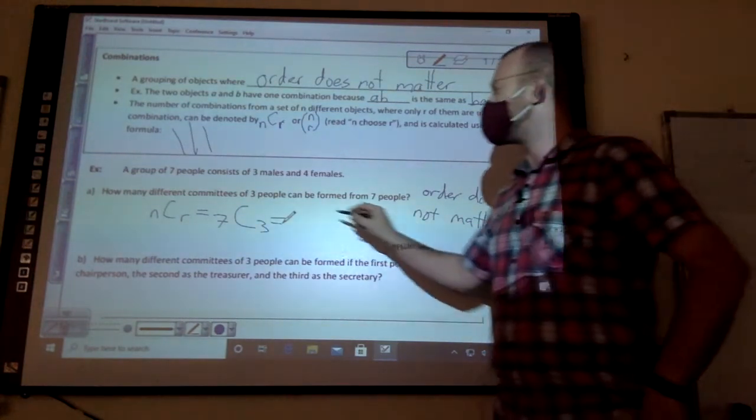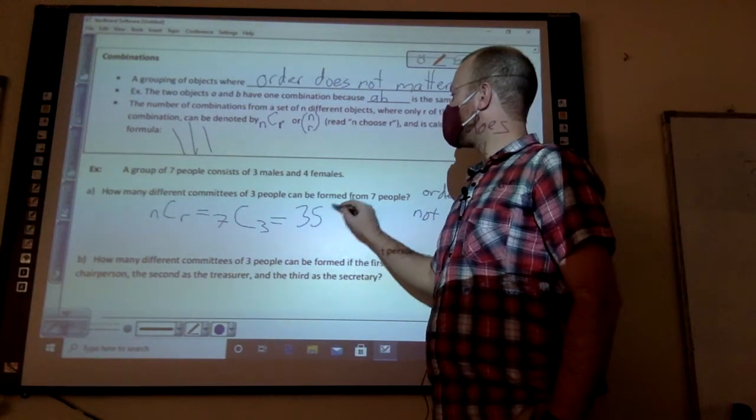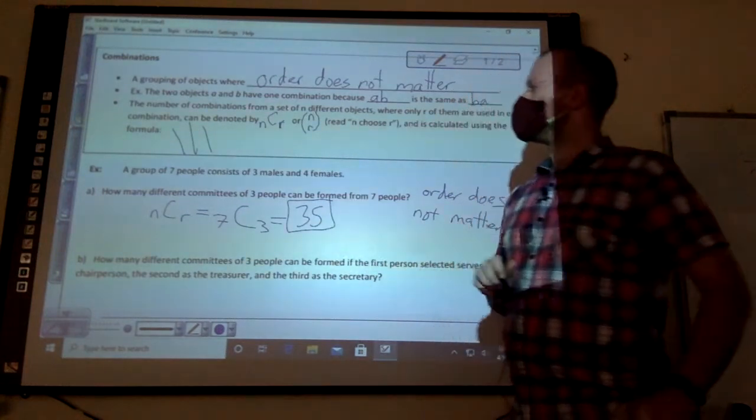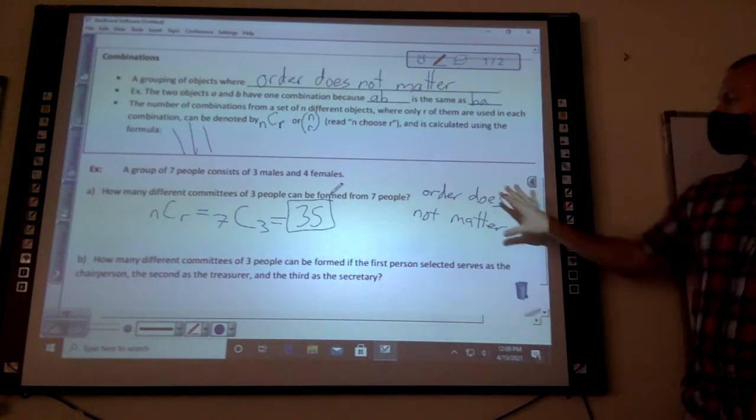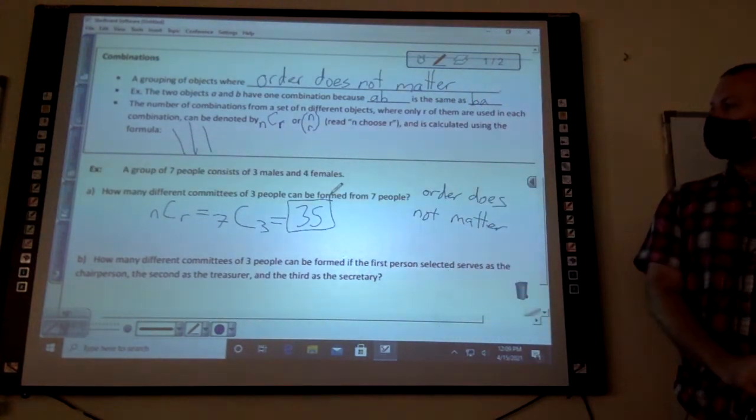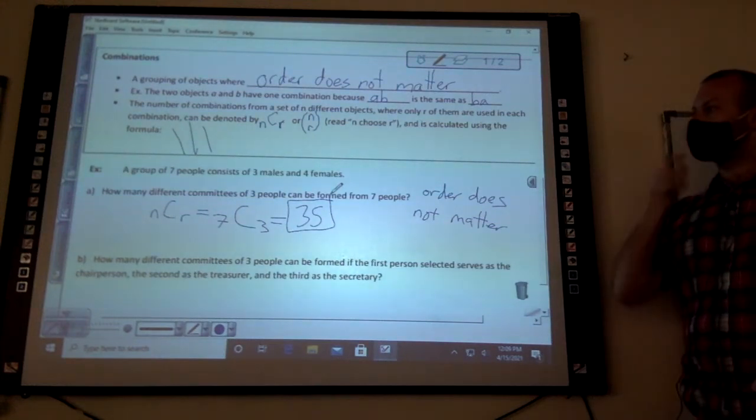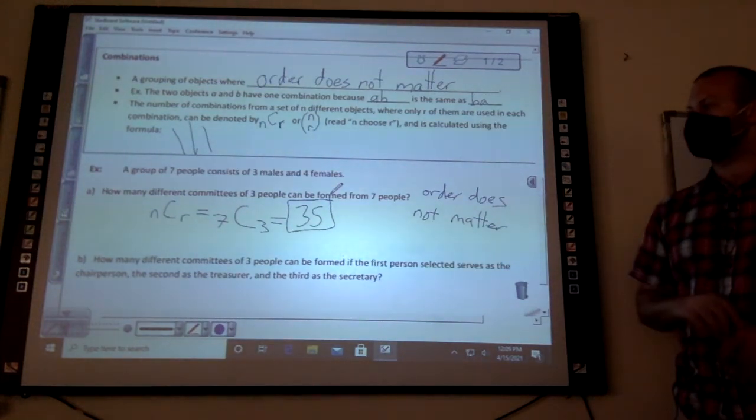$35. Good. Yep, that's what I got. So that's how straightforward it is. All you need to figure out is, does the order matter? If it does, use the P. If it doesn't, use the C.